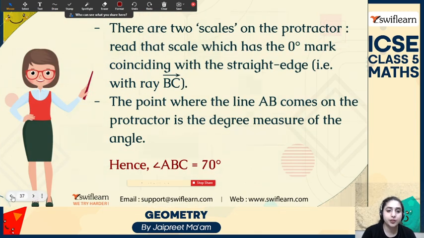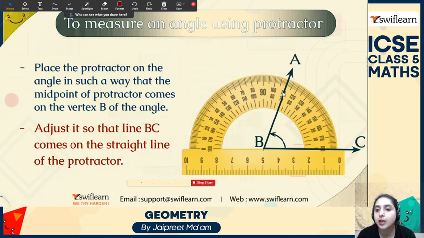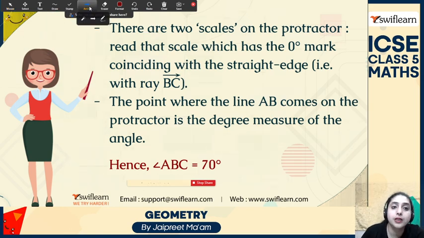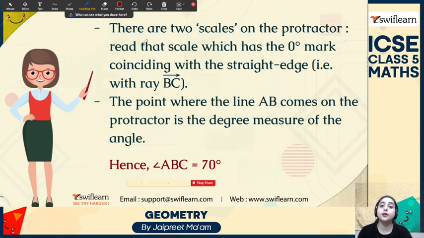For example, we are checking here, so it's 70 degrees, so that means our angle is 70 degrees. But we can't tell the exact measure just by looking. So we have to use the protractor so that we can check what is the perfect measure of the angle.